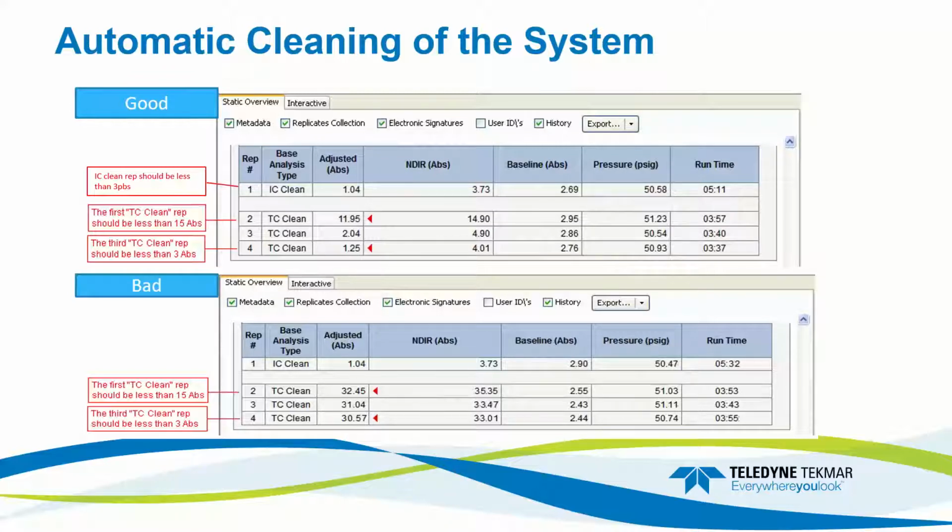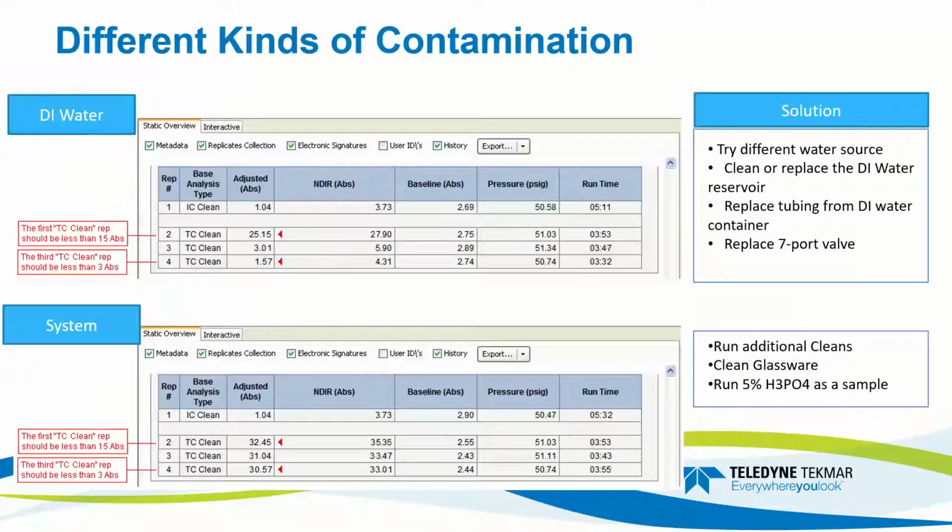Our source water, our water in our reservoir, or we might need to go through and do an acid wash on some of our glassware components, which is a very common maintenance item that we have to do from time to time. So there's different types of contamination.